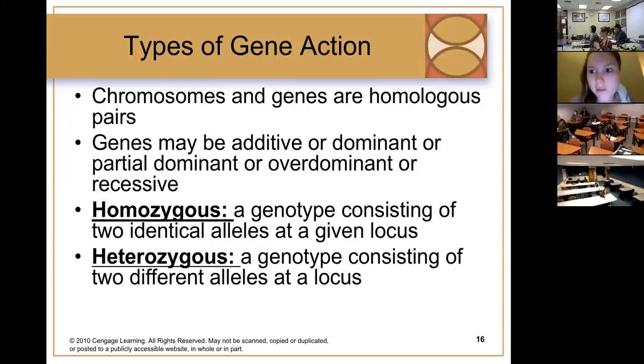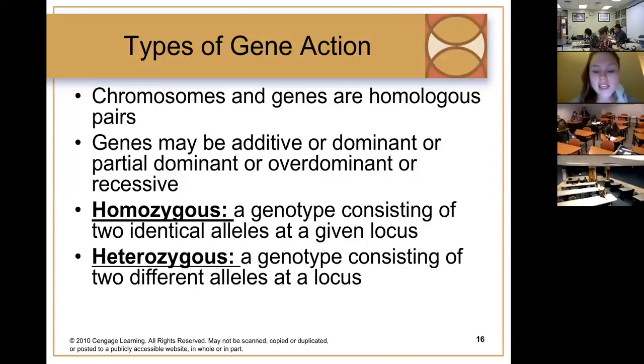And I'll explain that a little bit in a couple slides. They could be partially dominant or over-dominant or recessive. Recessive would be that blue eye trait. Recessive would mean that it's not dominant, so you would need to have all of those genes being for blue eyes, basically.